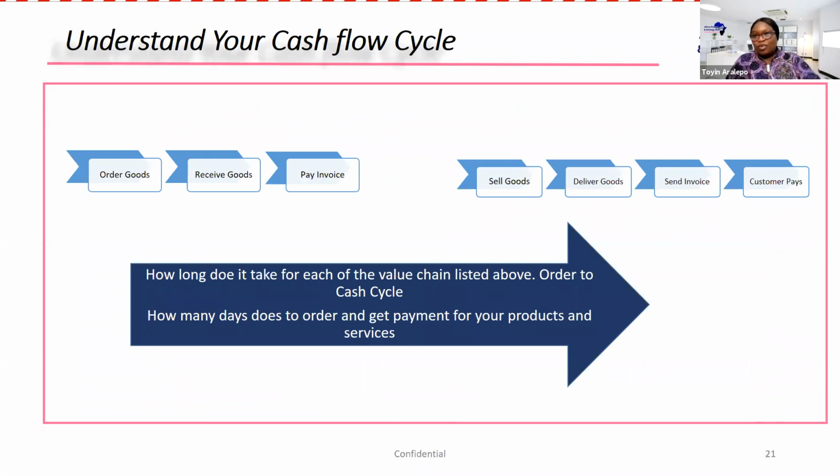So let me just, I'm running out of time. So just understand your cash flow cycle. It starts with you ordering your goods, you receive, you pay, then you sell, you deliver, you send invoice to your customers, and your customers pay. I just want to make a point here. If you delay sending your invoice, you are delaying your payment, because especially if you're dealing with corporate organizations, if you don't send your invoice, you won't get paid.